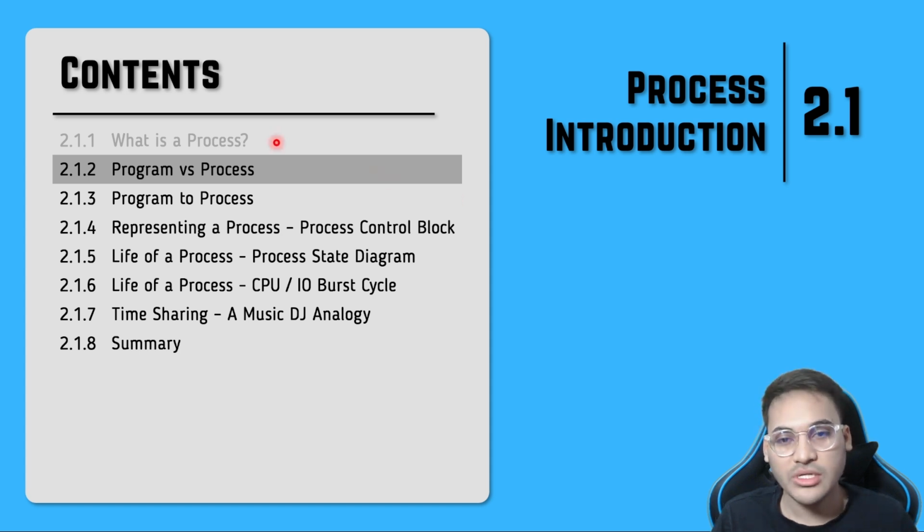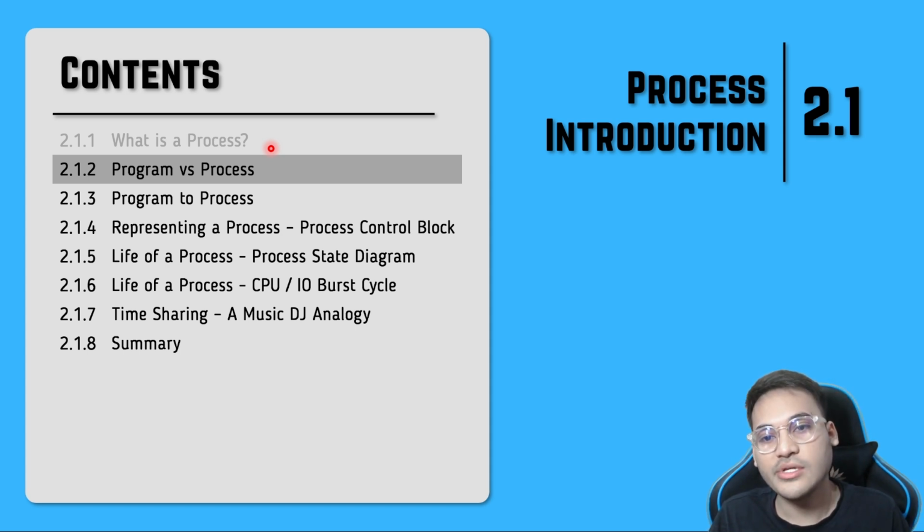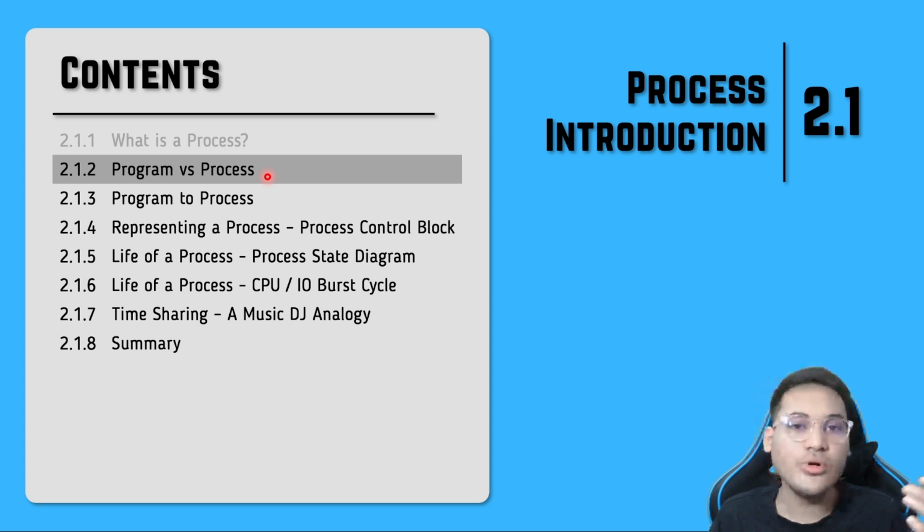So in the previous video, we defined the term process. We now know that a process is a running program, and we also saw the difference between a program and a process at a high level. And now what we are going to do in this video, there are many more differences between a program and a process, and in this video we are going to see the differences in more detail, right? So let us understand how a program is different from a process in more detail. Let's get started.